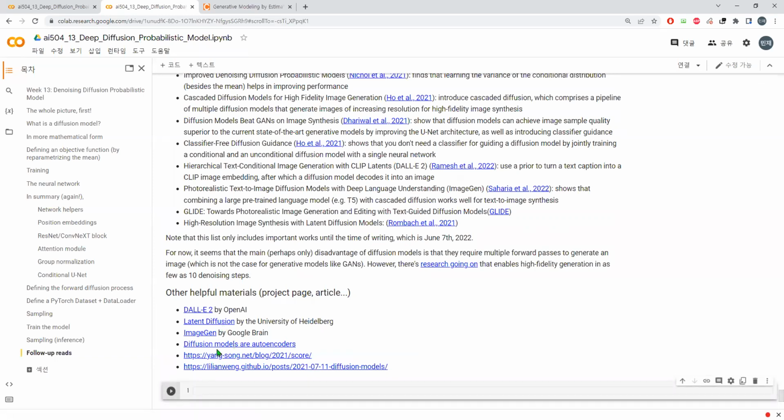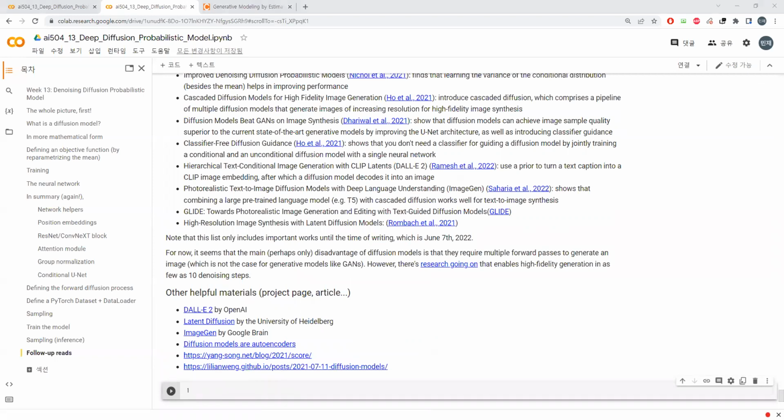And this Yang guy is a pioneer in this domain. So please read it. This will be really helpful. And Lilian Weng, I don't know how to read it, but Lilian Weng's blog will be helpful too.